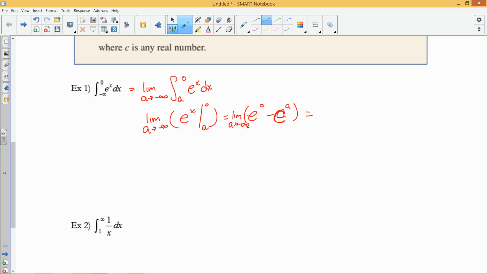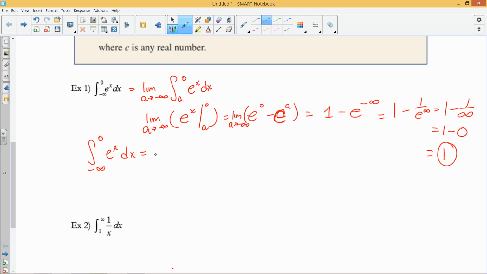So now finally, as a approaches negative infinity, I have e to the 0, which is 1, minus e to the negative infinity. Well, what's e to the negative infinity? That's the same as 1 over e to the infinity, which is 1 over infinity, which is 0. 1 minus 0 is 1. So the integral from negative infinity to 0 of e to the x dx is 1.